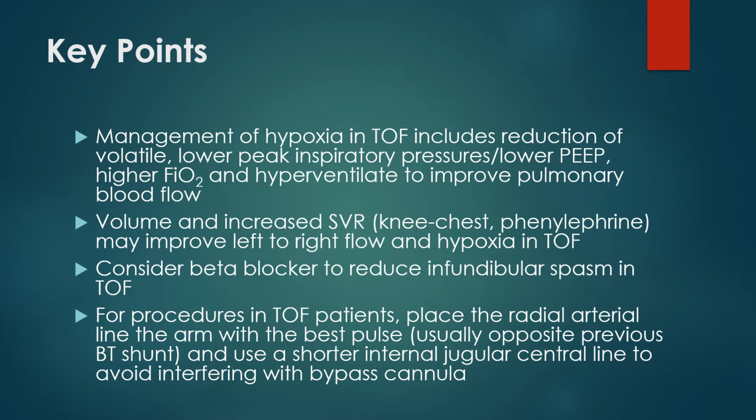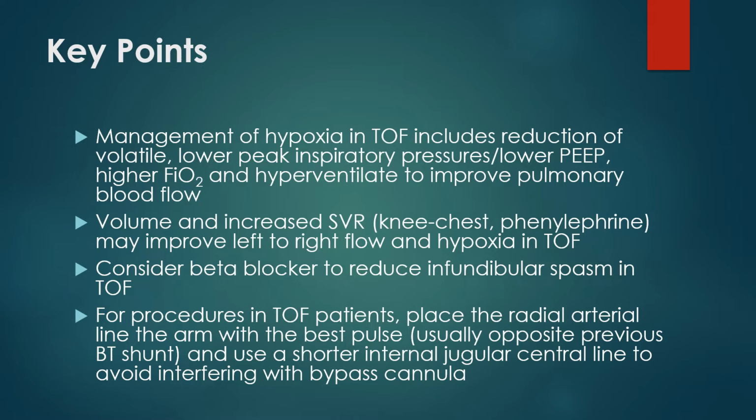The hypoxic TET is going to get reduction of volatile because that means you're dropping your SVR and you're pushing the blood over from the pulmonary side, which has a higher resistance, to the systemic side. Lower peak inspiratory pressures and lower PEEP to decrease your PVR, higher FiO2, and hyperventilate to improve pulmonary blood flow, depending on whether or not you've got too much right to left or too much left to right. Volume and increased SVR can improve left to right flow and hypoxia. Neosynephrine is a very popular drug for this.